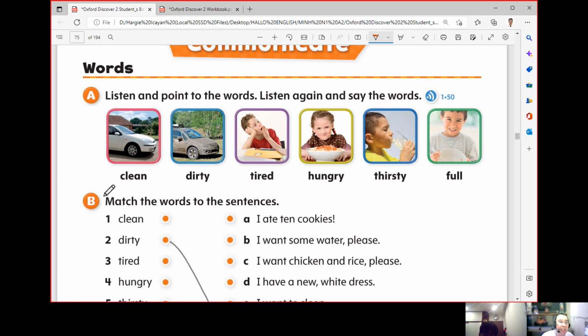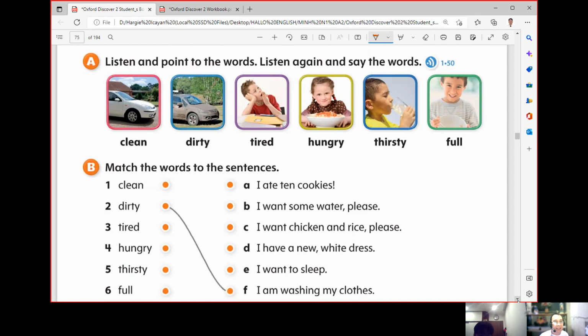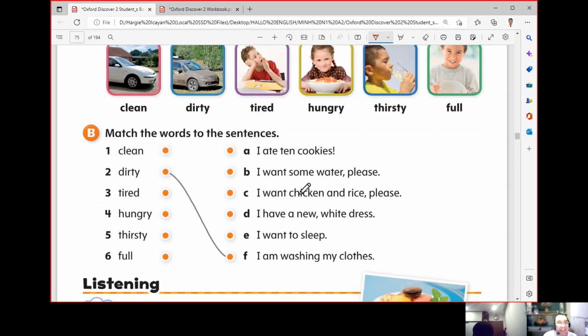It's about time for you to pronounce. As you can see in this picture, the car is clean. Can you say this one? Clean. This one is dirty, this one is tired, this one is hungry, this one is thirsty, and this one is full. Okay, very good.